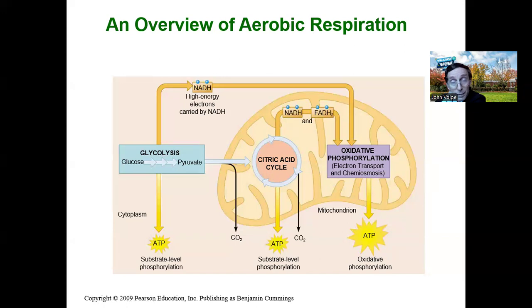Now, in prokaryotes, this doesn't happen in the mitochondria. The third step of aerobic respiration, the electron transport chain, happens across and near the cell membrane. So it's happening across the cell membrane. Any questions about that?